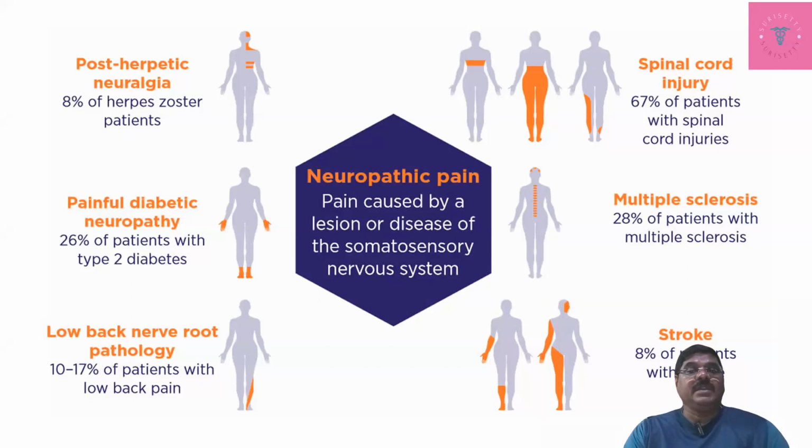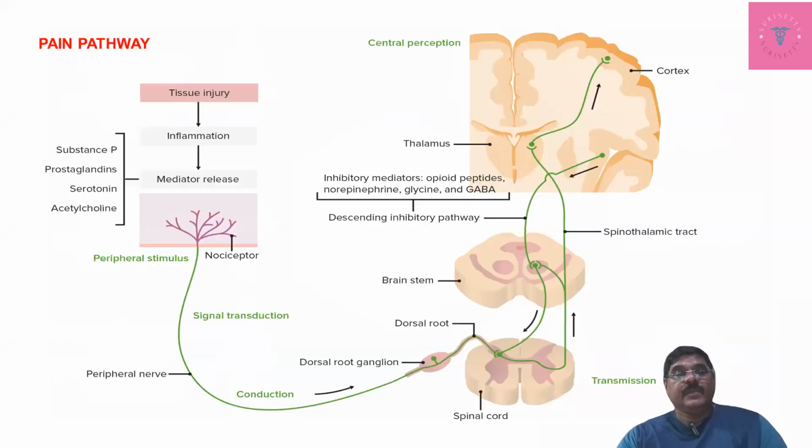If you take the same thing into central neuropathic pain, in 67% of patients there is a spinal cord injury, 28% are due to demyelinating disorders like multiple sclerosis, and stroke accounts for 80%. Okay, so this is the pain pathway.